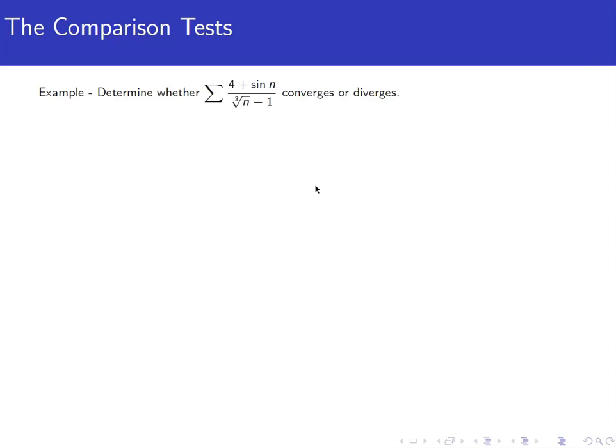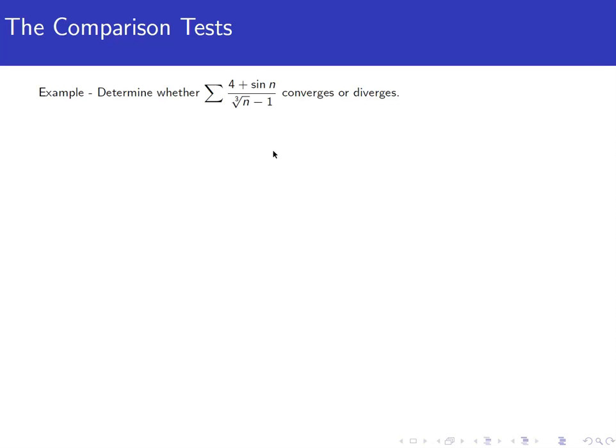Let's do another example using the direct comparison test. Let's look at the series of 4 plus sine of n over the cube root of n minus 1. When we just have the sum and don't specify an index, we assume that the values for n have to start somewhere that is in the domain of the terms. Right? I don't want to plug in 1 in particular for n here, so this series must start at 2.